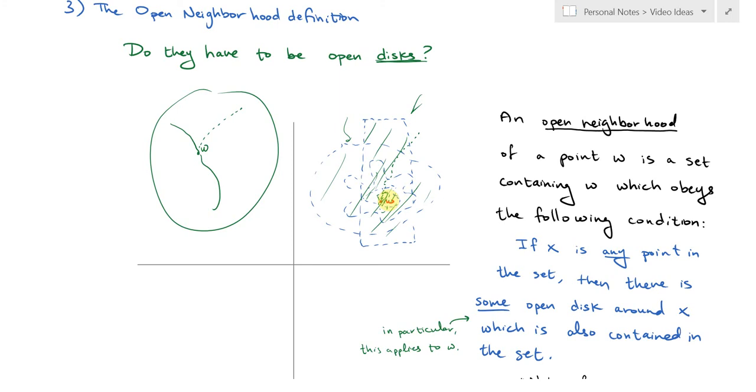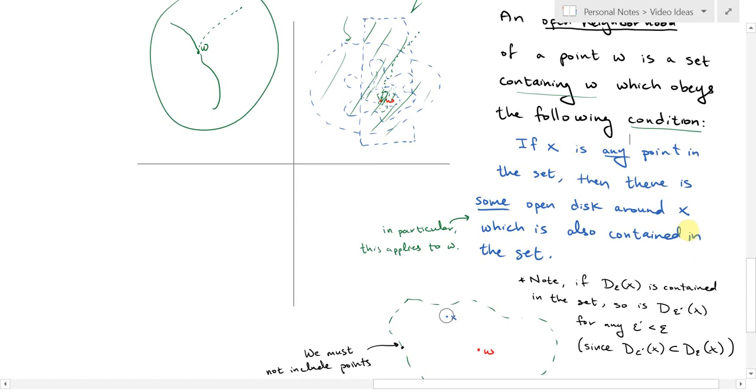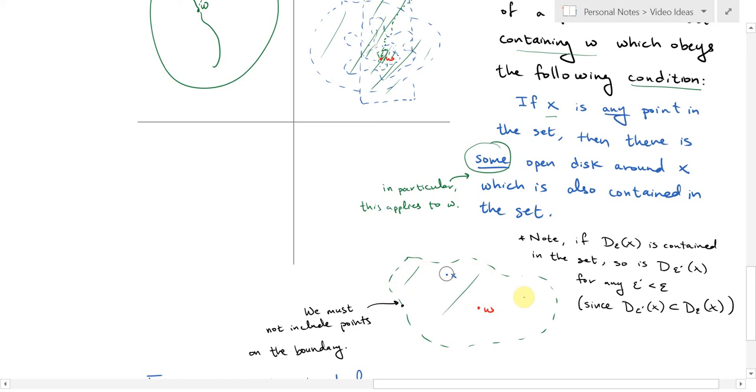So that's the definition of an open neighborhood. An open neighborhood of a point W is a set containing W which obeys the following condition. And I'll draw a picture for you. If X is any point in the set, so it could be W or it could be any other point, then there is some open disk. In particular, this applies to W, right? But there is some open disk around X, around that point, which is also contained in the set. So here's a point W, and here's this open neighborhood of W, and here's a point X in this open neighborhood.